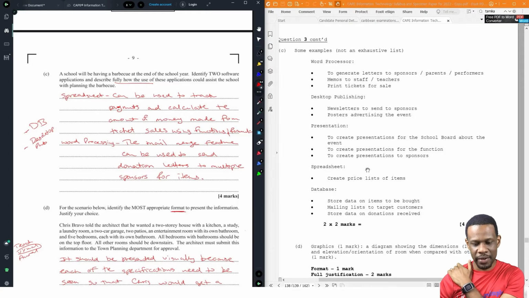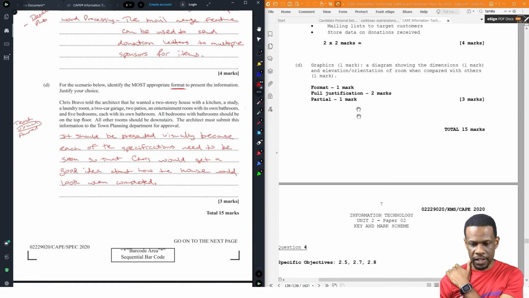Alright, spreadsheet to create a price list. I don't agree with just creating a price list, because the spreadsheet could do a lot more, which is calculate stuff. Imagine if you put spreadsheet. Database, store data and items to be bought. Database, yeah, okay, cool. Yeah, so the two go. Alright, so the two are good there.